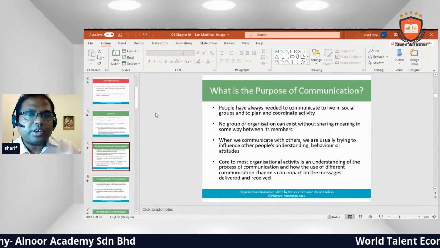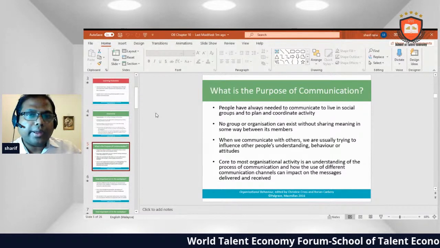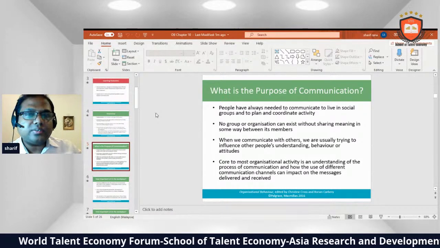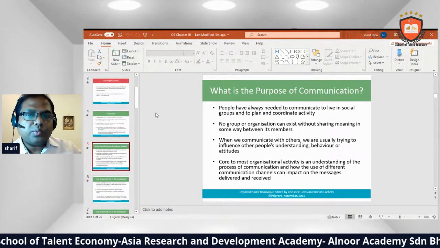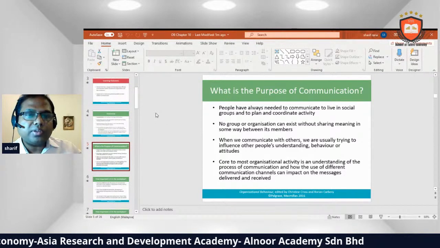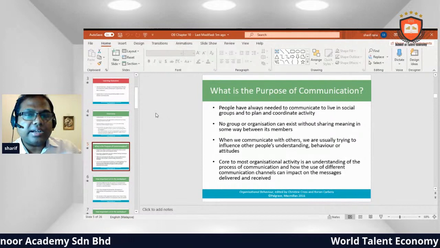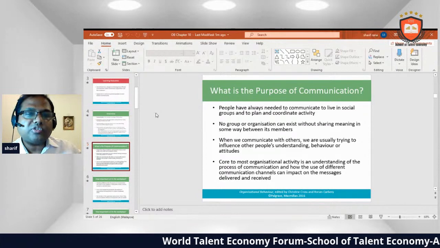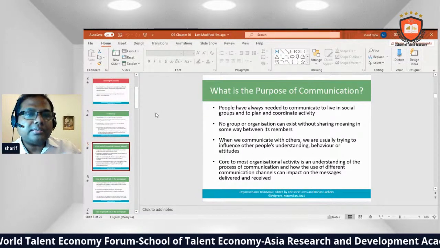What is the purpose of communication? People have always needed to communicate to live in social groups and to plan and coordinate activity. No group or organization can exist without sharing meaning in some way between its members. When we communicate with others, we are usually trying to influence other people's understanding, behavior, or attitudes. Core to most organizational activity is an understanding of the process of communication and how the use of different communication channels can impact on the message delivered and received.